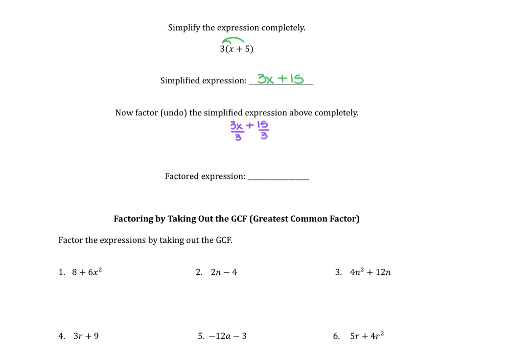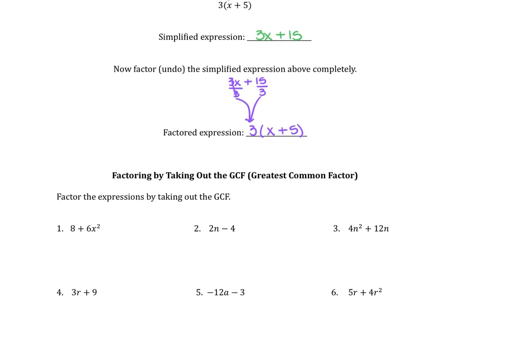The way I'm going to write it is what I divide by goes out in front of my parentheses, and what I have left will go inside. Well, 3 divided by 3 will give me 1, so I'll be left with just x, and 15 divided by 3 would leave me with a positive 5. And you can see I got right back to my starting expression.